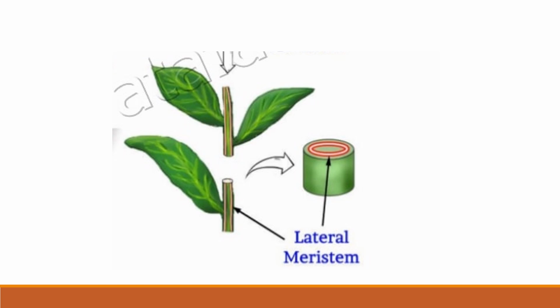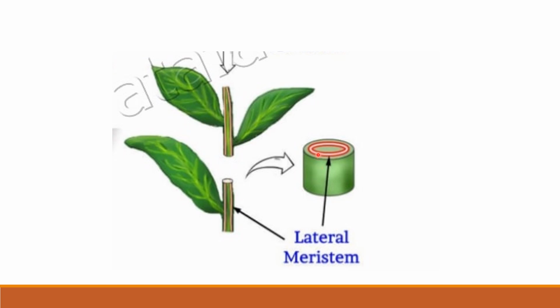Next is lateral meristems. Lateral meristems, as we said, you can see the minute red lines here. These cells are not present all over the cross section. You can see the cross section here of the stem. The red line is the lateral meristem. The green parts are the permanent cells. Only this red line forms the lateral meristems.